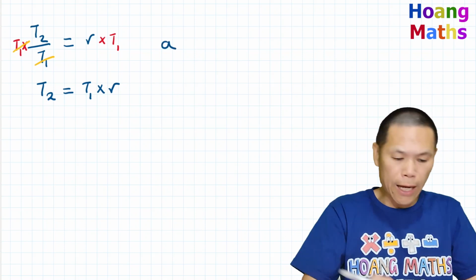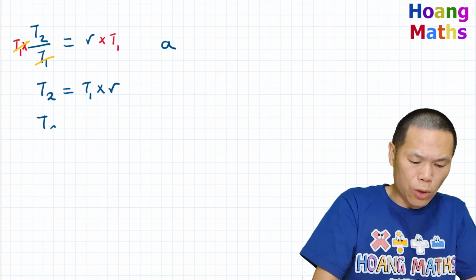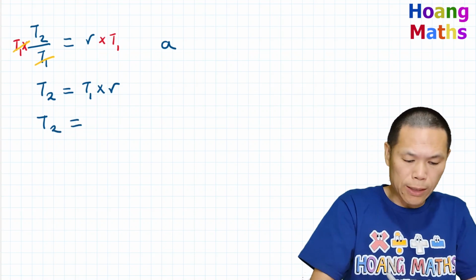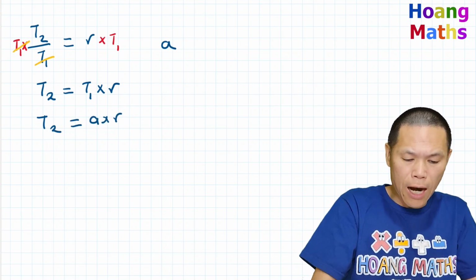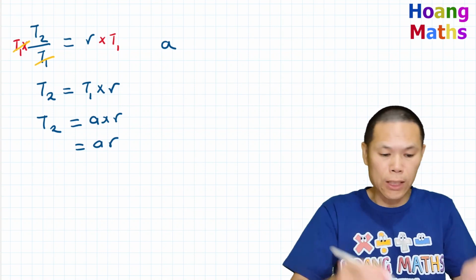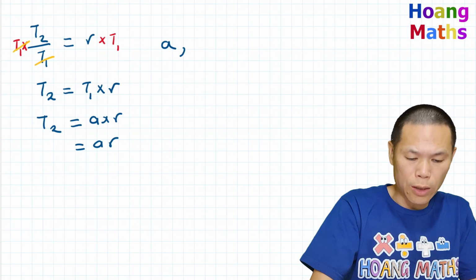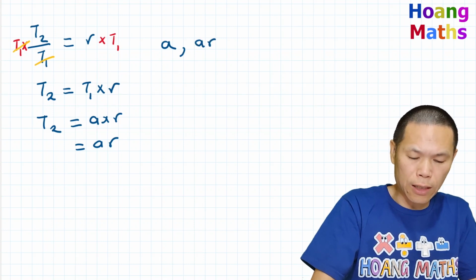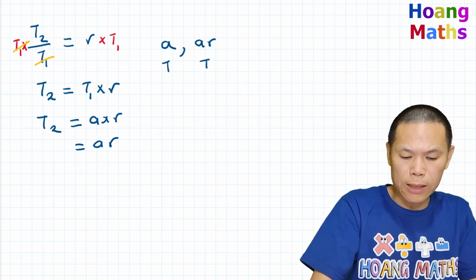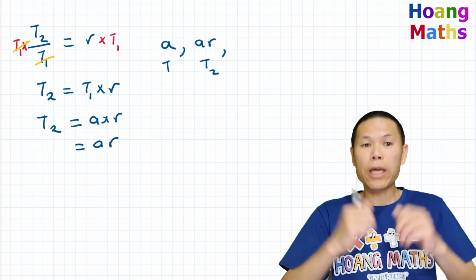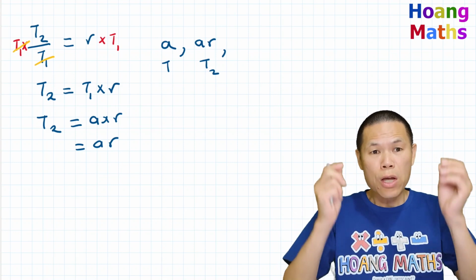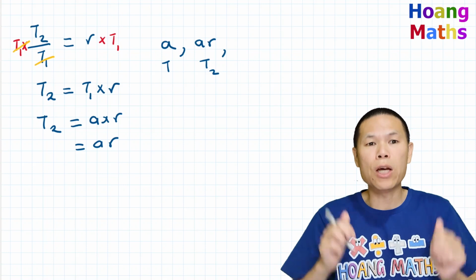So term 1 is A. So therefore, term 2 will give me term 1, which is A, times R. So that is AR. So that is the second term. So term 2 is AR. So let me just write term 1 here. This is term 2.